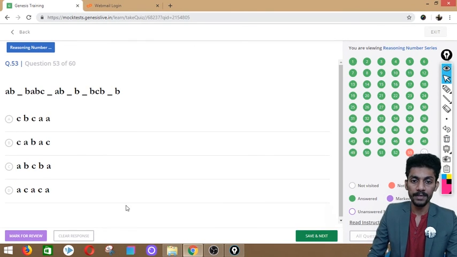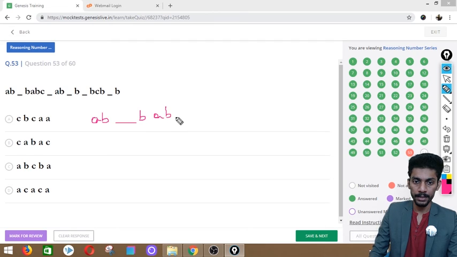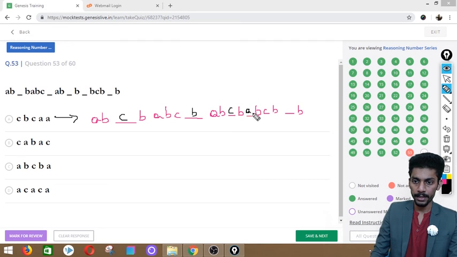So next one, question number 53. Question number 53 says A, B, dash, B, A, B, C, dash, A, B, dash, B, B, C, B, dash and B. Okay, so let's put option 1 here. Let's check. So C will be here, B will be here, C, A and A. Let's check if any pattern follows.